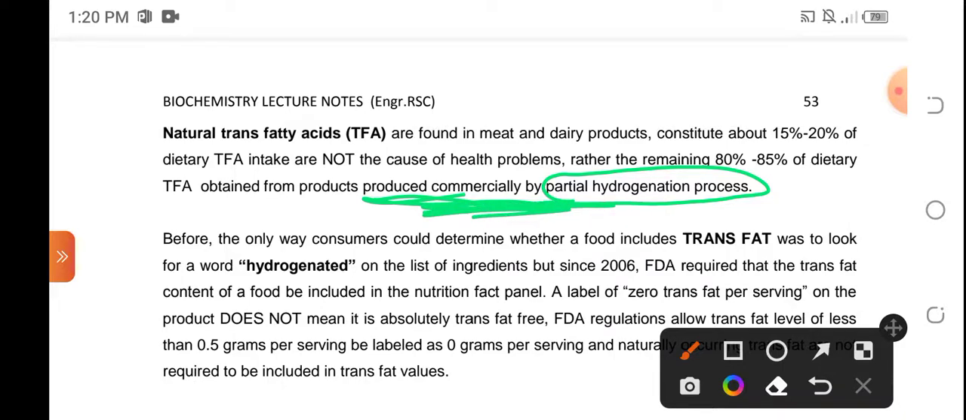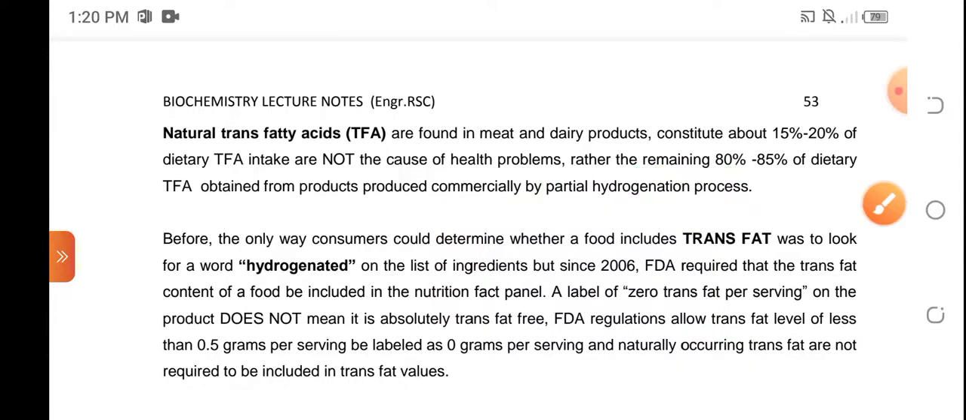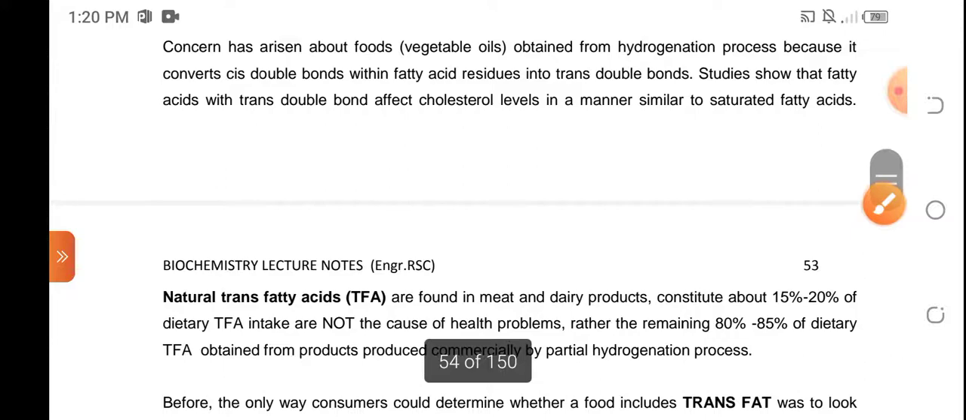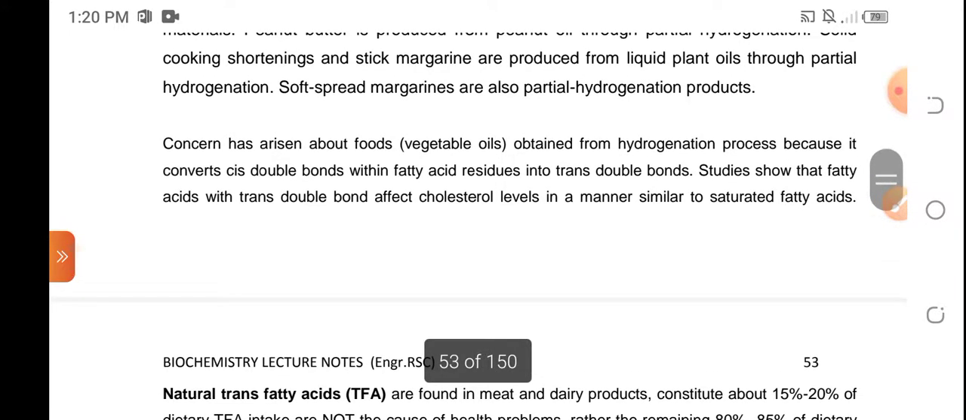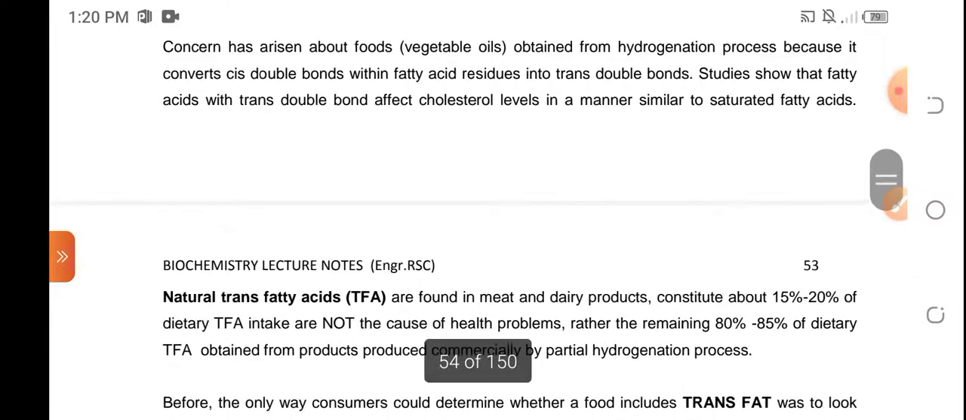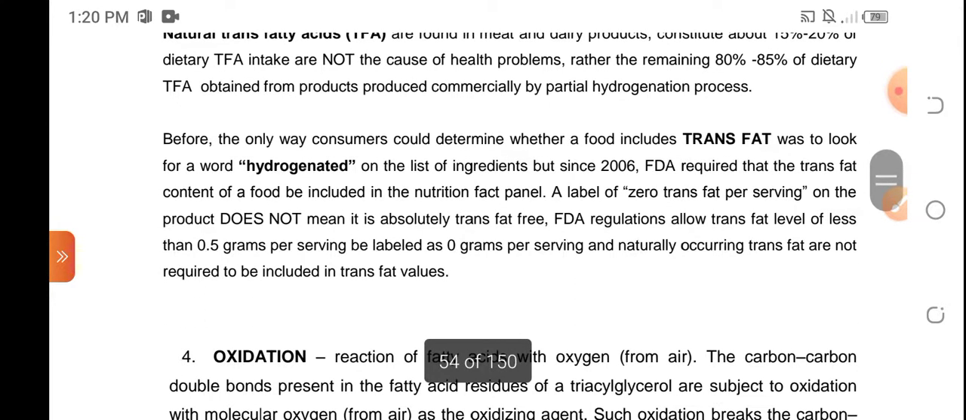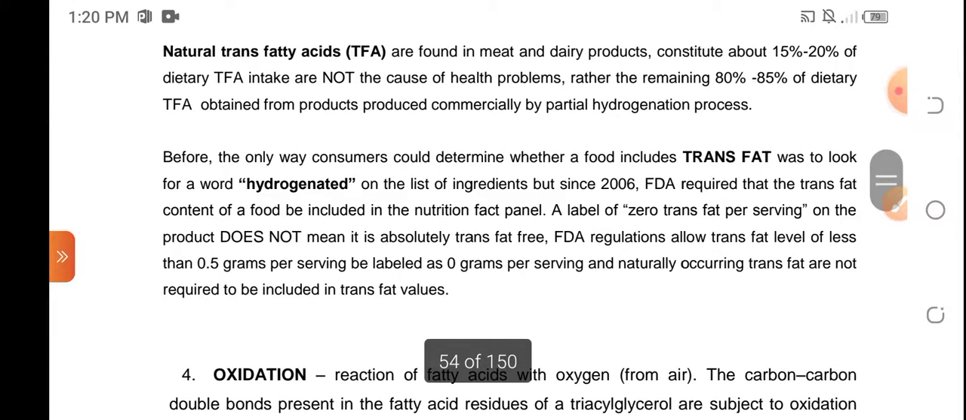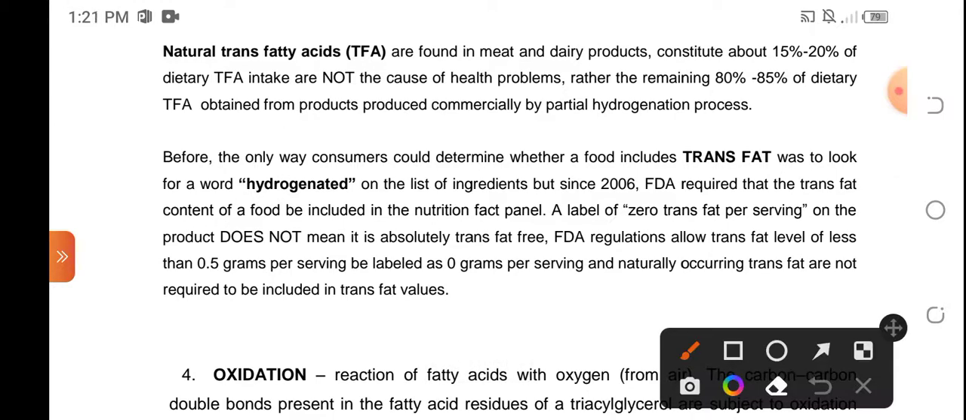Yung mga dietary intakes natin which are commercially produced via partial hydrogenation process. And we all know na-produce, sabi natin kanina dito, mga margarines. So, meron mga soft spreads, or anything that was produced via partial hydrogenation. Before, the only way that the consumer could identify that there is a trans fat was to look for the word hydrogenated on the list of ingredients.